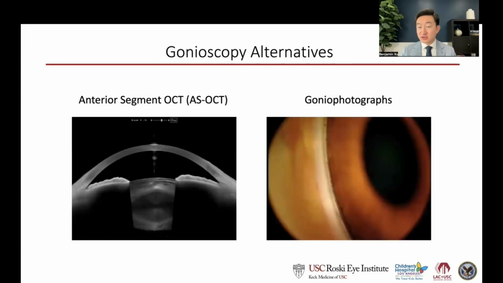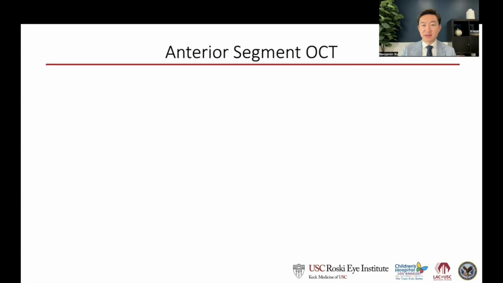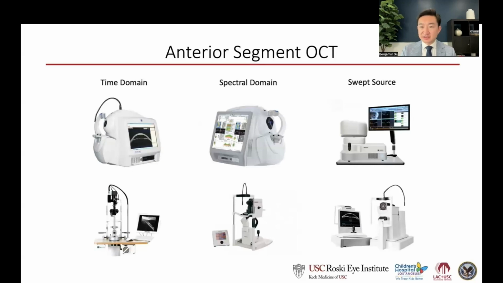Fortunately, we have alternatives to gonioscopy for evaluating the angle. These alternatives include anterior segment OCT as well as goniophotographs. Anterior segment OCT technology has evolved rapidly over the last 2 decades. We've moved from relatively slow, low-resolution time domain devices to higher resolution and much faster modern spectral domain and swept source devices.